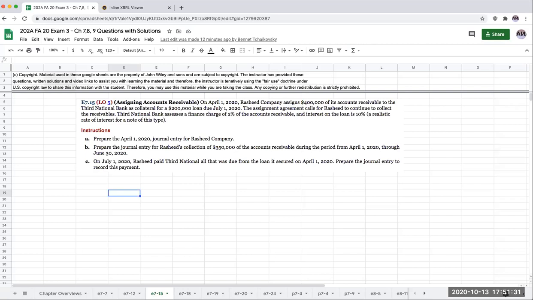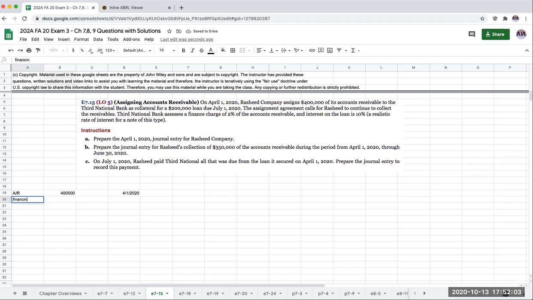So let's take a look at April 1st. On April 1st, I'm borrowing money, and I'm getting a $200,000 loan. However, I'm not going to get the full amount. The Third National Bank will assess me a finance charge of 2% of the accounts receivable. The amount of accounts receivable being pledged as collateral is $400,000.